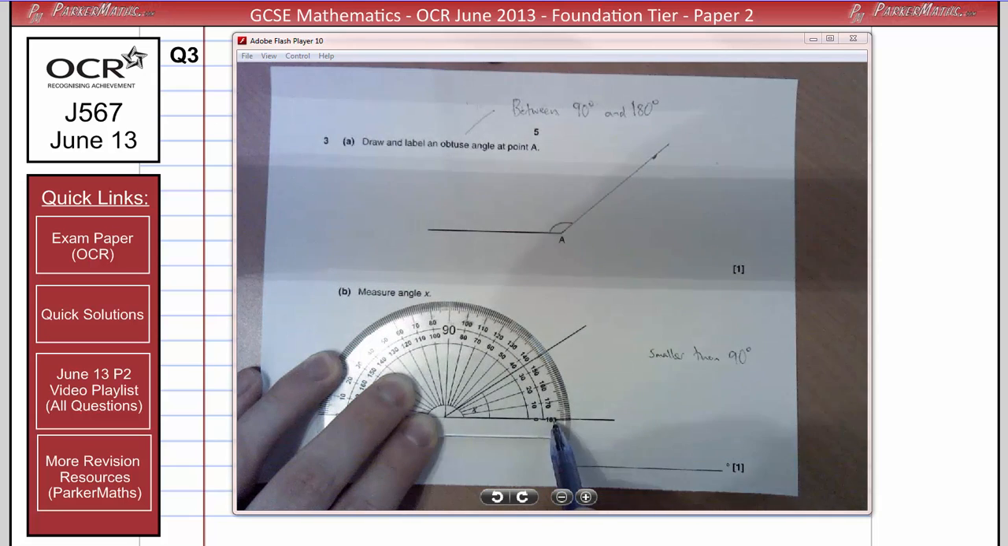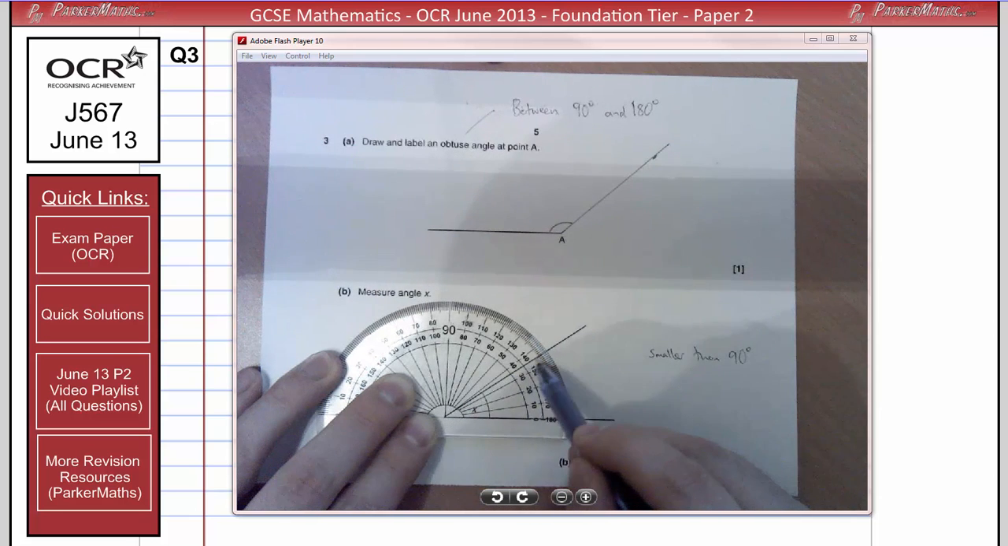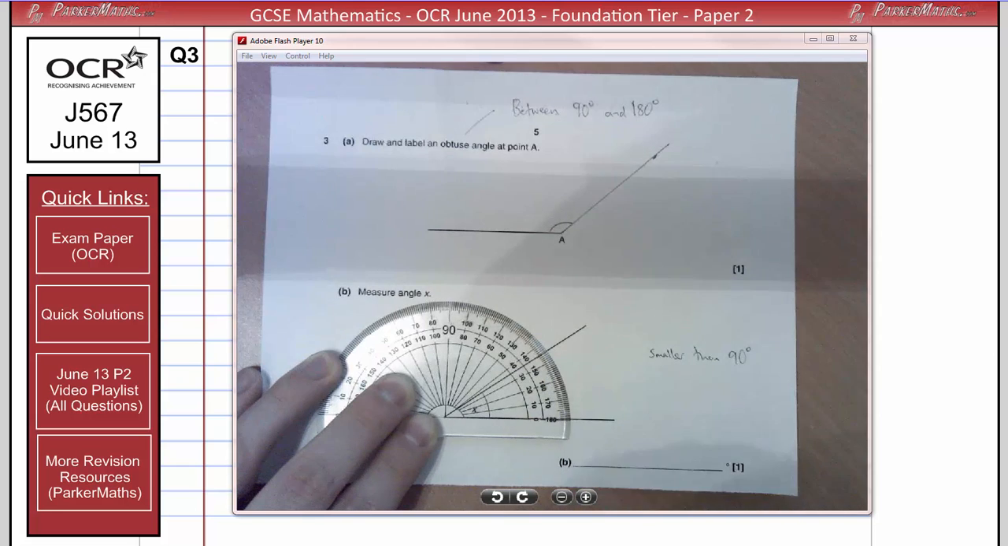So it's between 30 and 40, and if I follow it along, it's here, and if I count the dashes 1, 2, 3, 4, 5, okay, I know it might be difficult for you to see on your screen, but that's halfway between 30 and 40. I'm going to put 35 degrees.